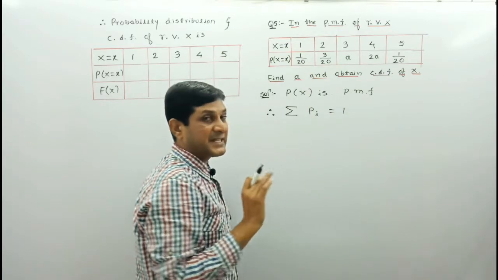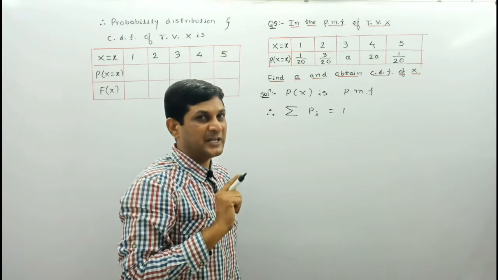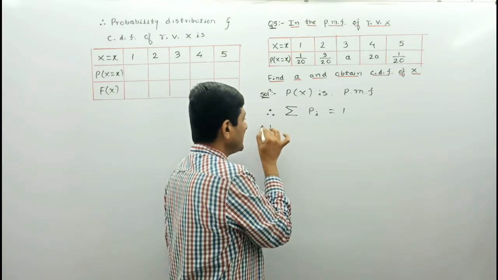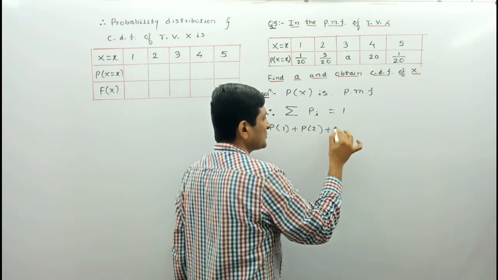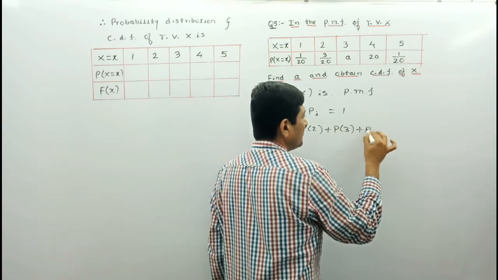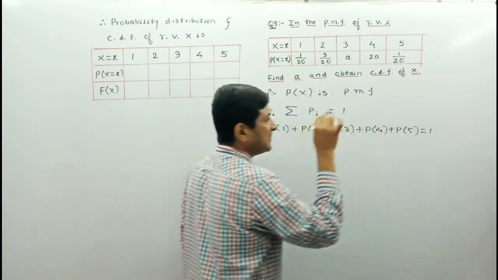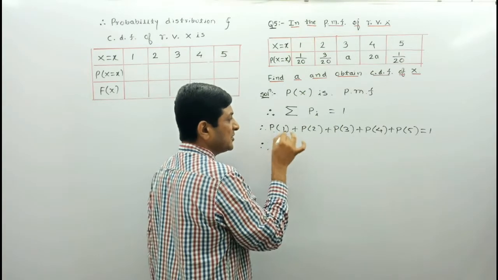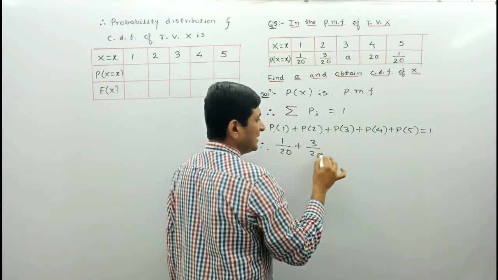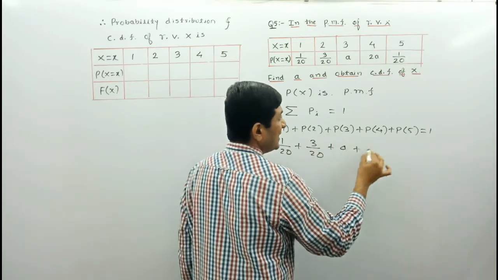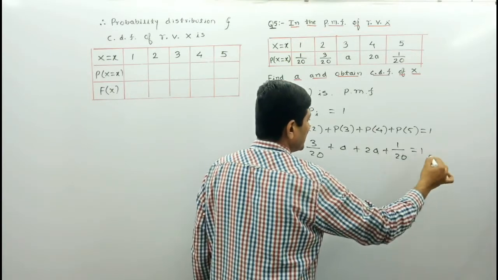How many values of X are given to us? 5. So the sum of all their corresponding 5 probabilities will be equal to 1. Means here we can say that P of 1 plus P of 2 plus P of 3 plus P of 4 plus P of 5 will be equal to 1. Sum of all probabilities will be equal to 1. So now I am substituting P of 1 is equal to 1 by 20 plus P of 2 is equal to 3 by 20 plus P of 3 is equal to a, P of 4 is equal to 2a, and P of 5 is equal to 1 by 20, is equal to 1.